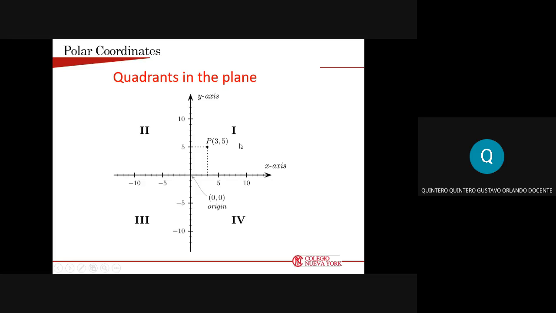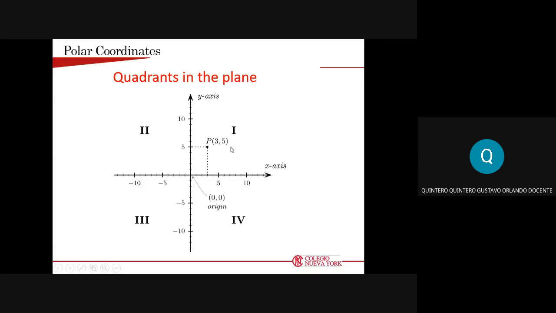Quick way to remember is just count them from right to left: 1, 2, 3, 4. In the opposite way of the clock: 1, 2, 3, 4. That's it. Now, those are the names that we give to quadrants simply because we need to say in what quadrant a point is located. So for example, point P, this one over here, with coordinates (3, 5), is located in quadrant 1, right? And that is important.